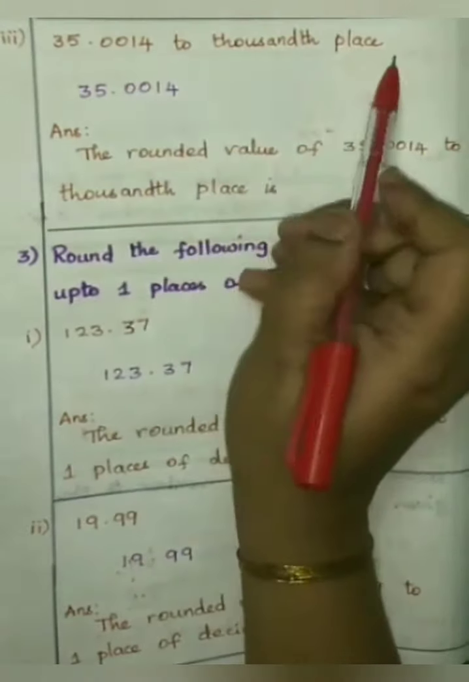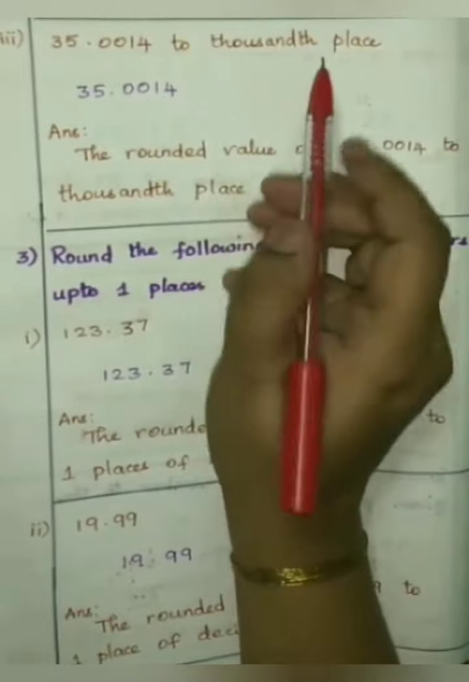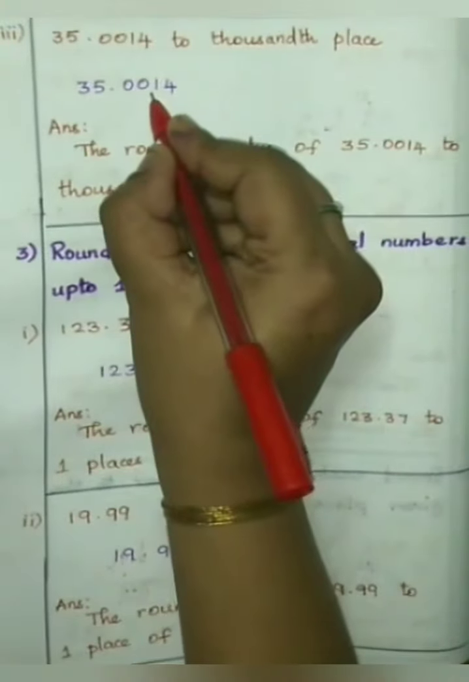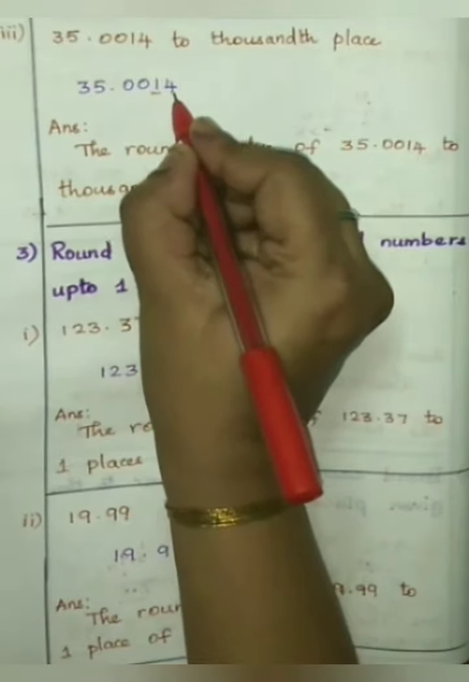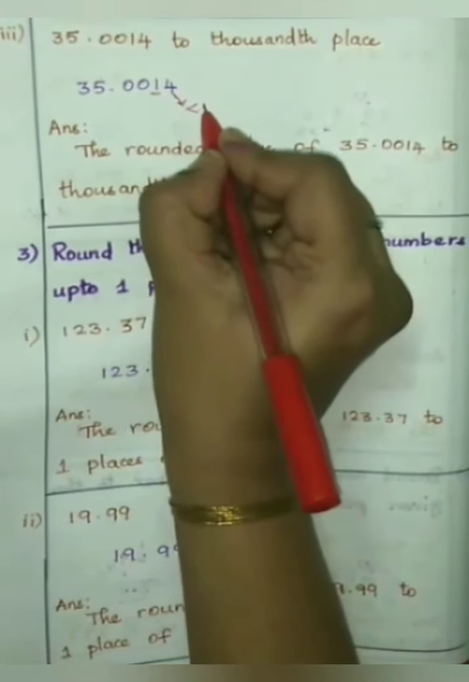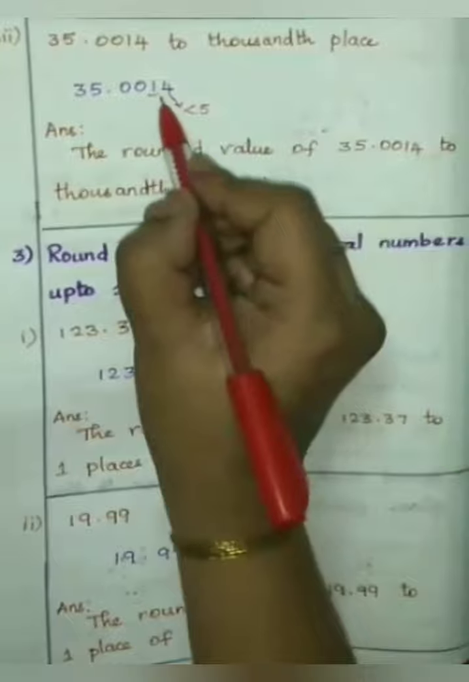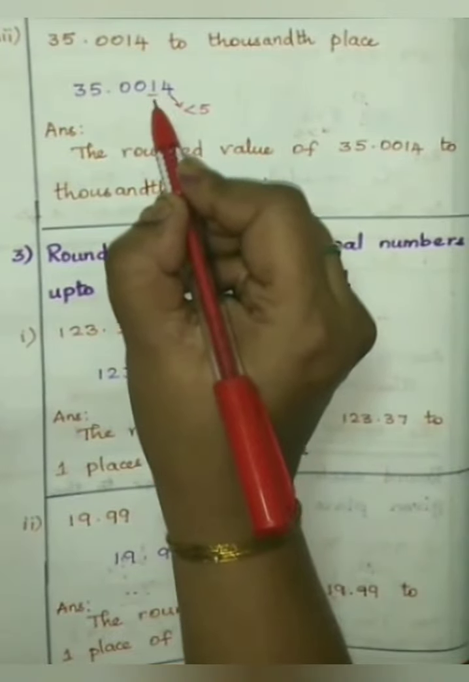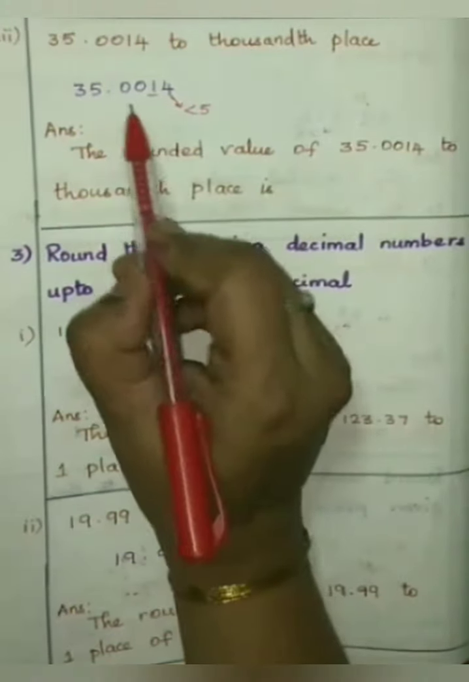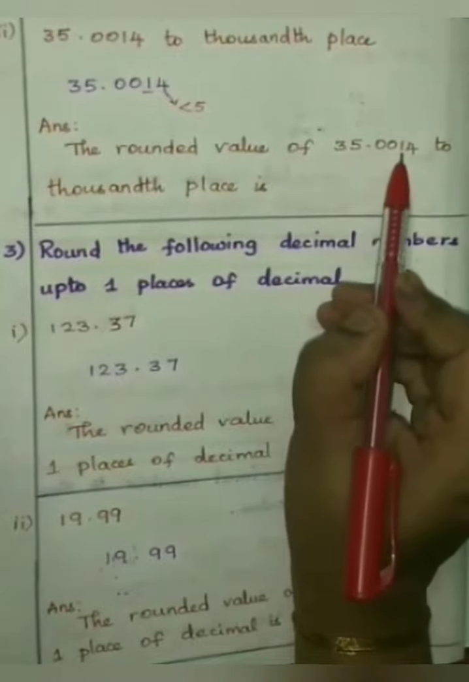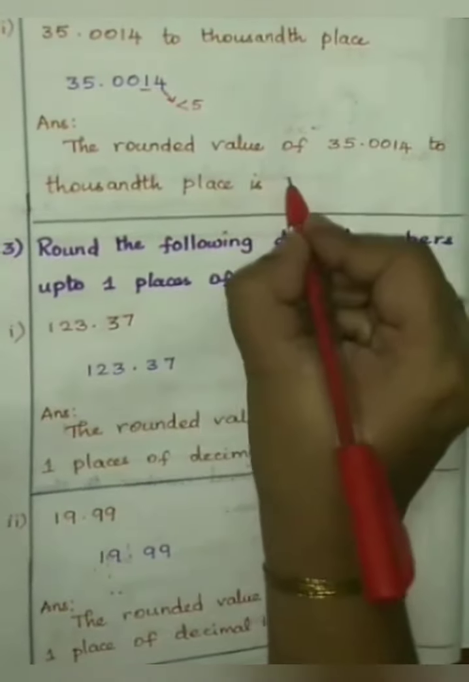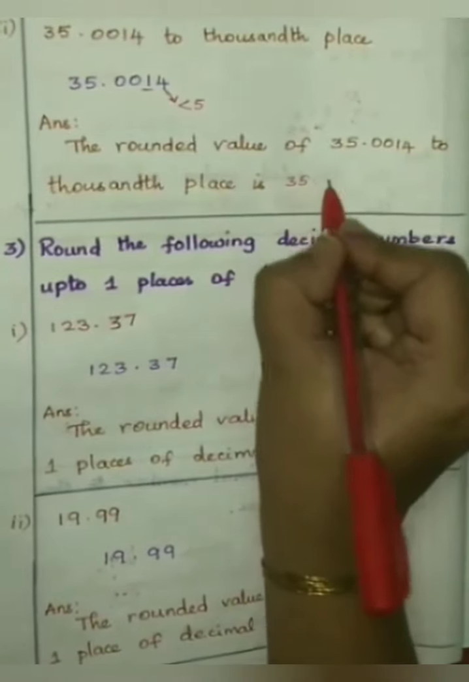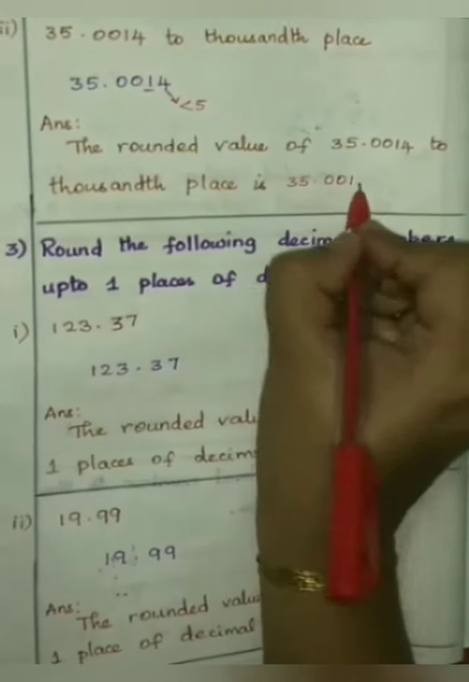35.0014 to 1000th place. So underline the digit in 1000th place. 1 is in 1000th place. See the digit to the right of 1, that is 4, which is less than 5. So the underlined digit remains same. So the rounded value of 35.0014 to the 1000th place is 35.001.